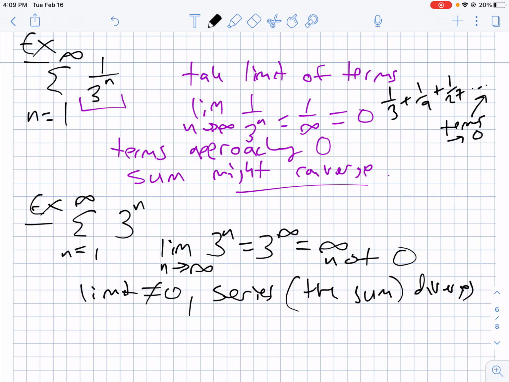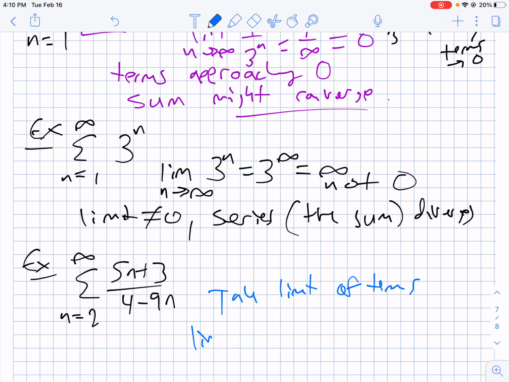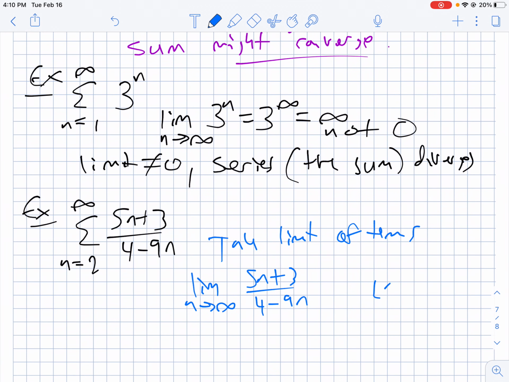Okay, now let's look at another couple of examples here. Let's say the sum from 2 to infinity of (5n plus 3) over (4 minus 9n). Again, we're going to take a limit of the terms, so the limit as n goes to infinity of (5n plus 3) over (4 minus 9n). Now, you can L'Hopital this if you want, or you can look at the leading terms. It doesn't really matter, right? It's an n over an n. So you can see we have a 5n and negative 9n. So that means that this limit is equal to negative 5/9.